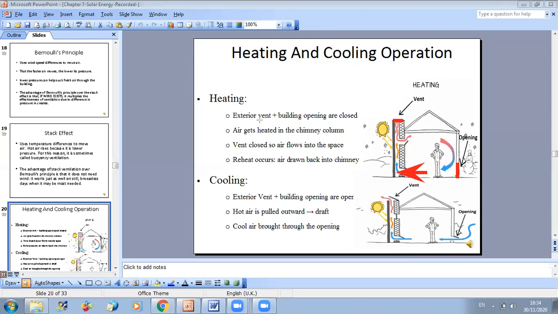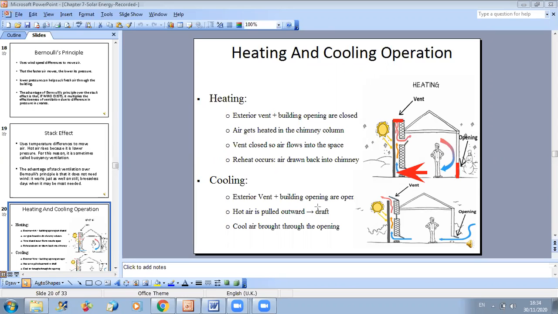So in heating, as we said, we have these four main issues. First, the exterior vent and building opening should be closed. Then air will be heated in the chimney column due to a stack effect. The vents here are closed so that air cannot flow outside, it will flow inside the space. And in this way, reheat will occur in cycles, so air is drawn back and forth into the chimney.